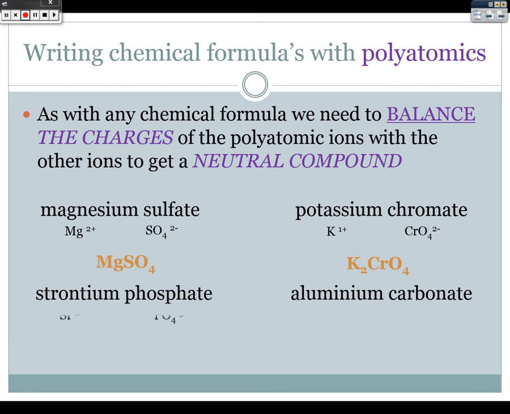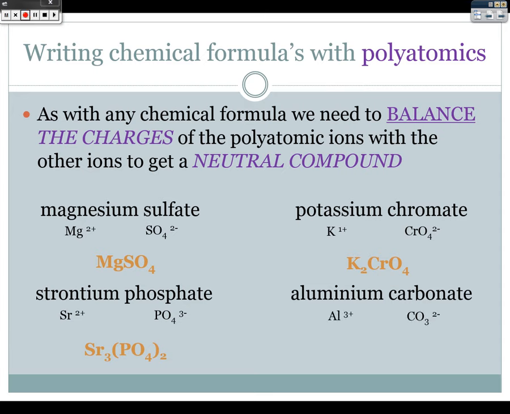Strontium phosphate, strontium's a 2 plus, phosphate's a 3 minus. This is getting a little bit trickier because now I have to balance to 6. And so strontium, I'm going to need 3, and I'm going to need 2 phosphates. But phosphate, since it's a polyatomic ion and I need multiple of them, I must remember the parentheses around the phosphate. If I don't include that parentheses, it looks like 42 oxygens and 1 phosphorus, which is nothing. Okay, that doesn't exist. So don't forget those parentheses.